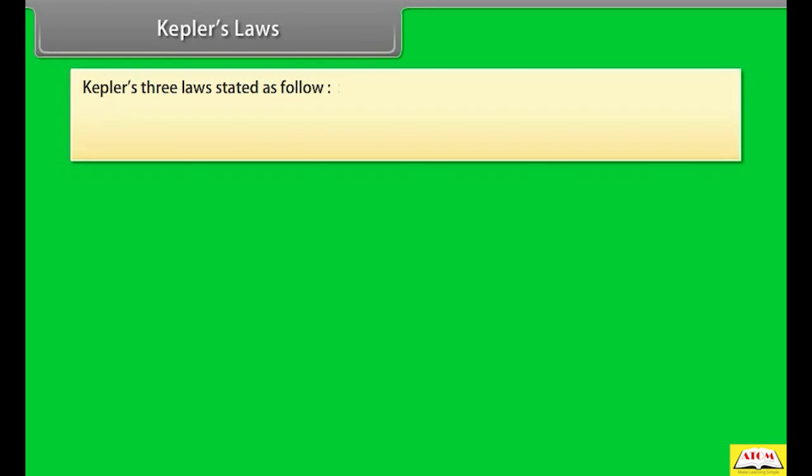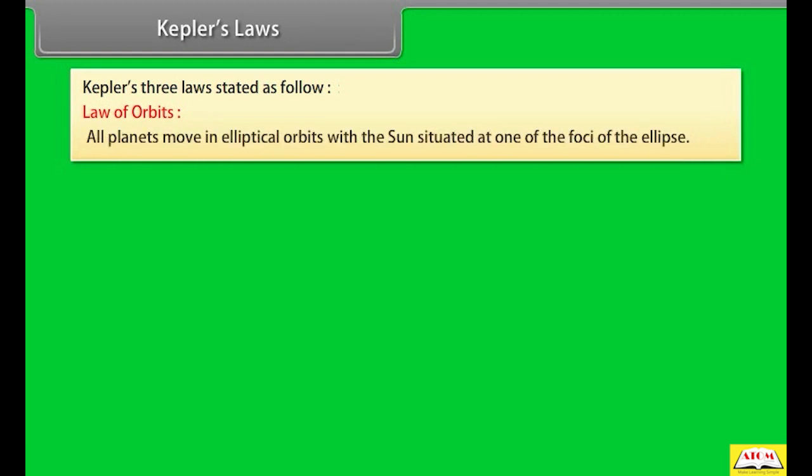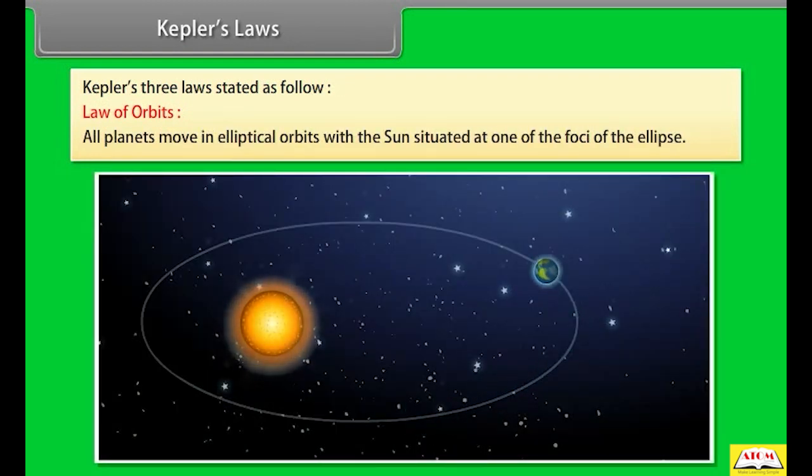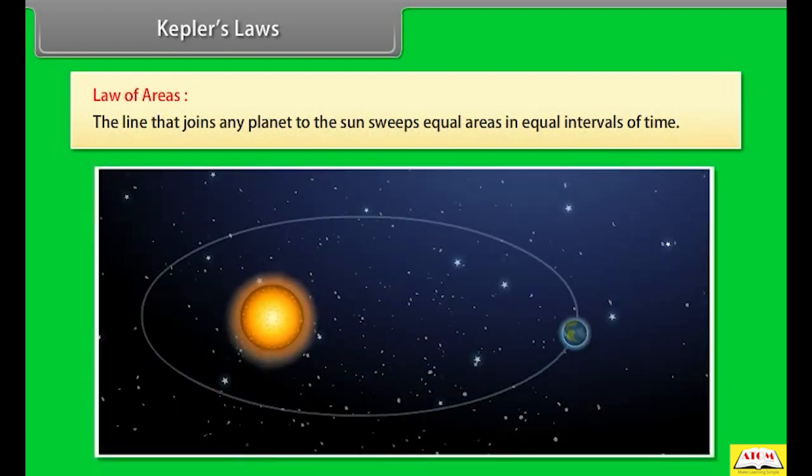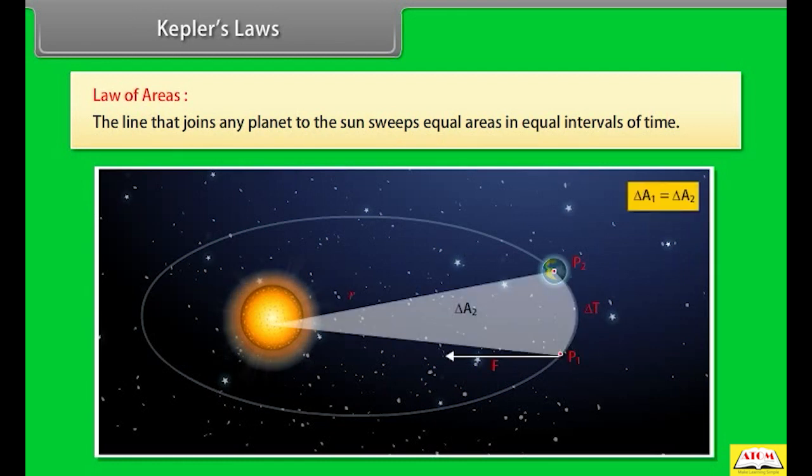Kepler's law. Kepler gives 3 laws. They are stated as: Law of orbits. All planets move in elliptical orbits with the Sun situated at one of the foci of the ellipse. Law of areas. The line that joins any planet to the Sun sweeps equal areas in equal intervals of time. This law comes from the observation that planets appear to move slower when they are farther from the Sun than when they are nearer.